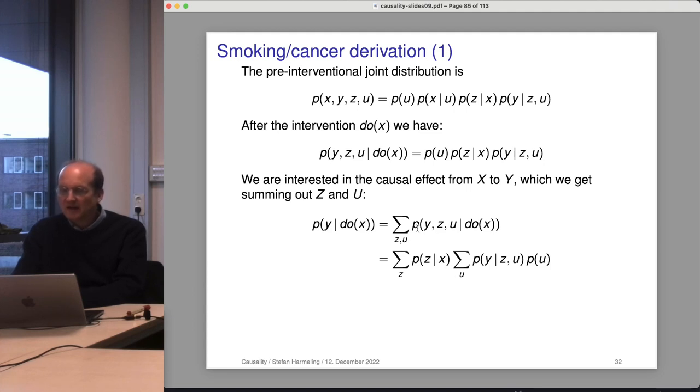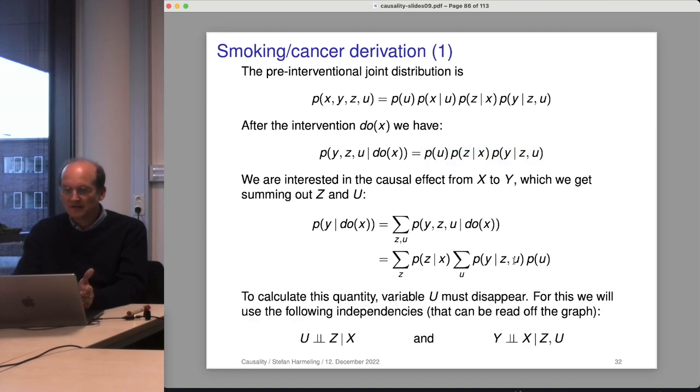I'm replacing just this expression with the expression up here. Okay, so nothing fancy happened. I just plugged it in, and I moved the summation sign inside. So nothing happened, but just using the expression after the intervention. Okay, so far so good. Those were all simple mechanical steps.